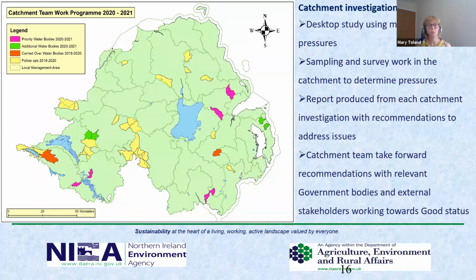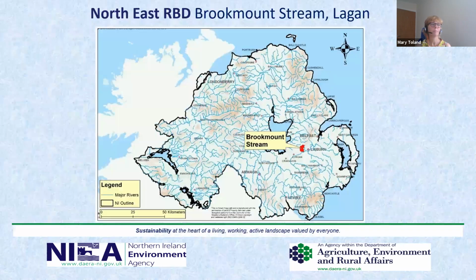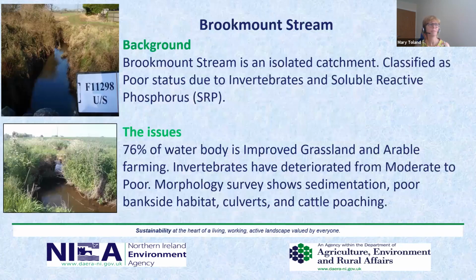We produced a report from each catchment investigation last year, and they're all available on the website. So the catchment team then proceed to take forward the recommendations with the relevant government bodies and the external stakeholders to work towards good status, and having the grant scheme to back that up is really good. One example of the catchment investigation is on Brookmount Stream in the Northeast River Basin District.